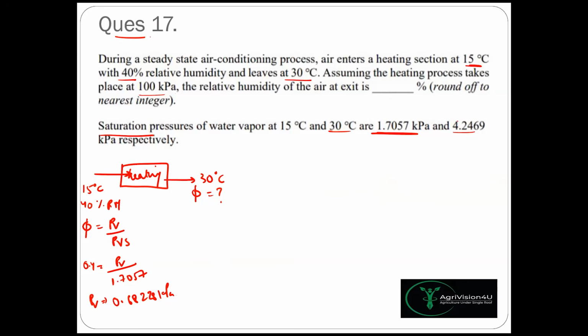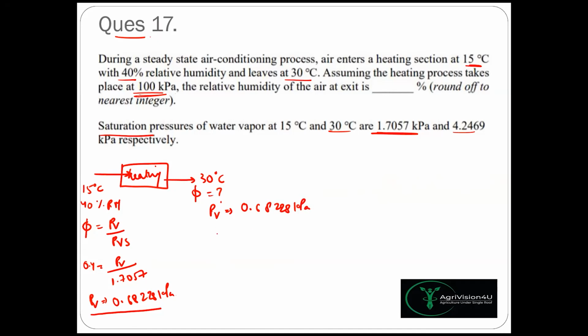Right? Okay. Now on heating, what happens? No water is being removed, right? So the total pressure also remains the same, only the temperature is changing, and no water is being added or removed. So the partial pressure of the vapor remains the same. Partial pressure of the vapor in this air remains the same. That means PV in this second state, that is the gas moving out from the heating section, will remain the same, that is 0.68228 kilopascals.